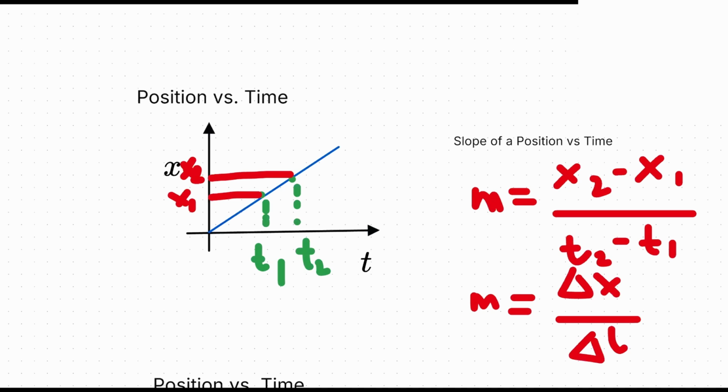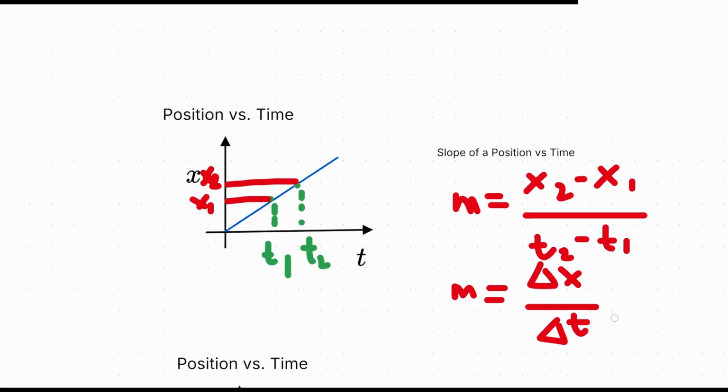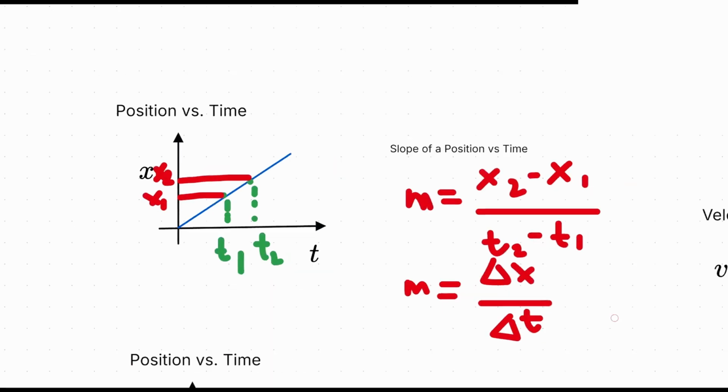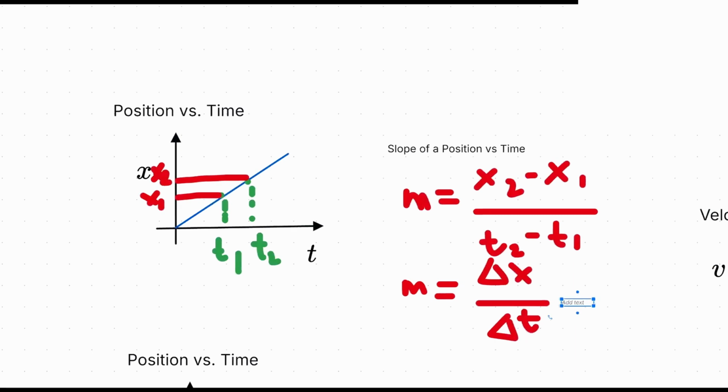Now, are you familiar with this quantity? This is the velocity. Therefore, the slope of a position versus time graph is the velocity. Let's put that here. The slope of a position versus time graph is the velocity.